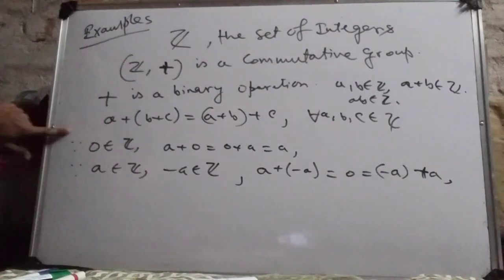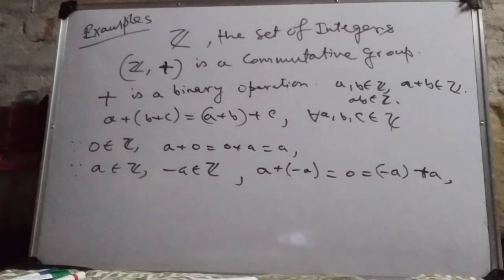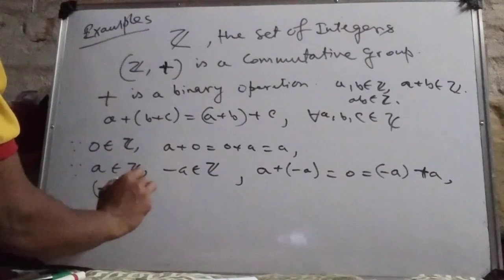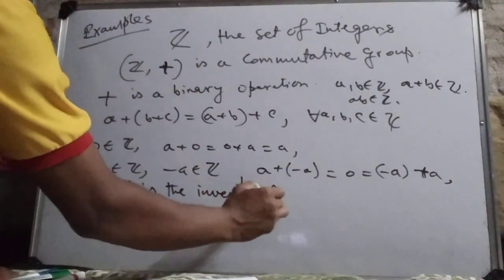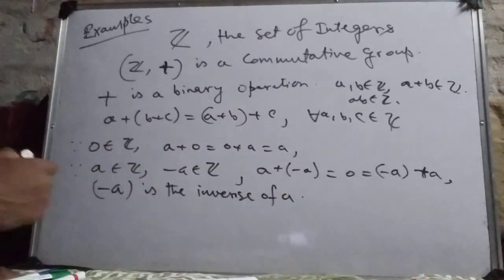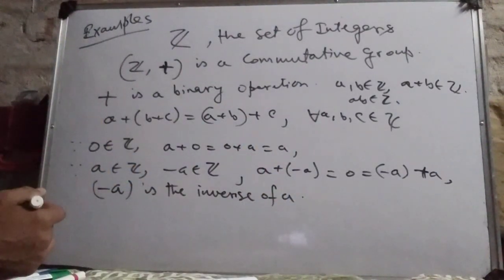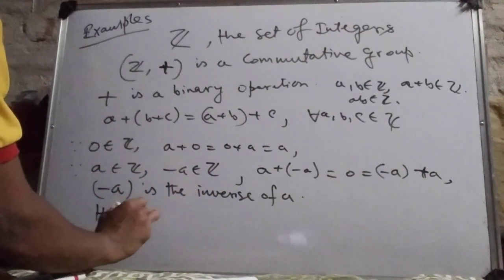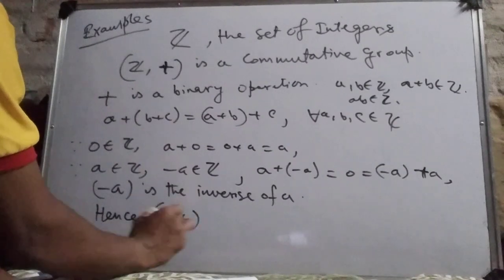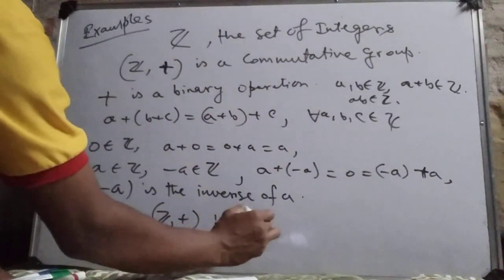I think this is not a problem at all. Then we also say that minus a is the inverse of a. Hence (Z, +) is a group.